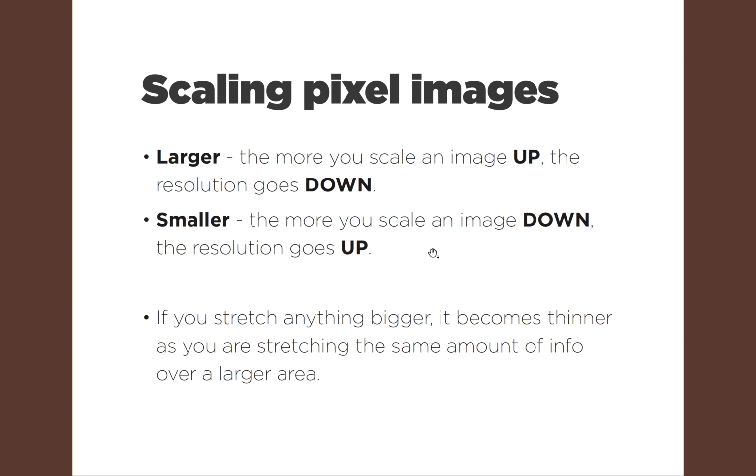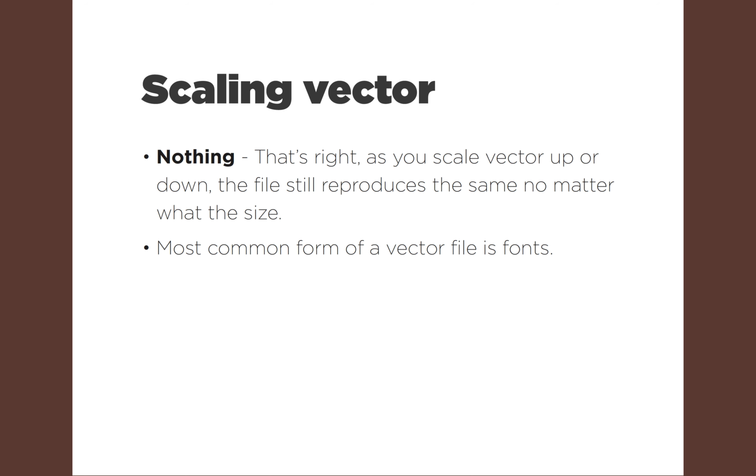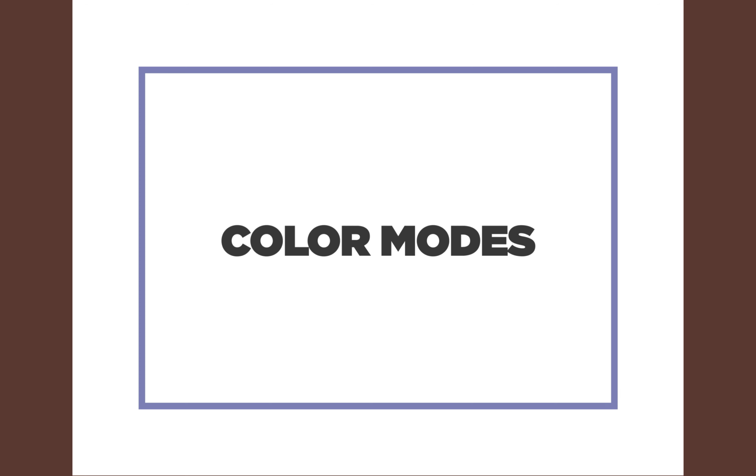That's why fonts are made out of vector. But you know, we can't really make an image out of vector because when we take a picture, it has to be reproduced digitally with those squares of colors. So that's where we run into the issue with images.